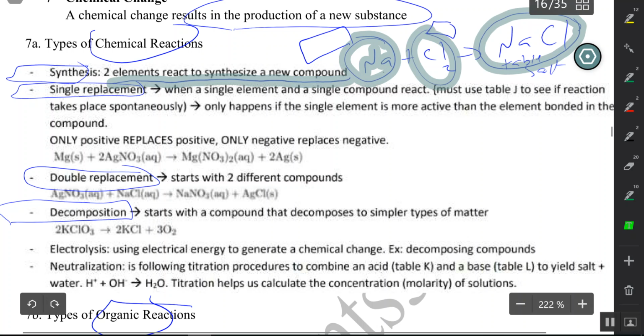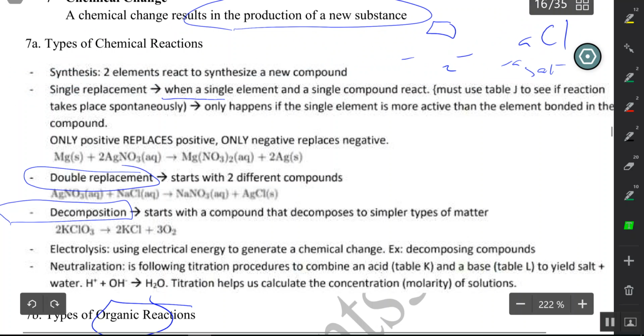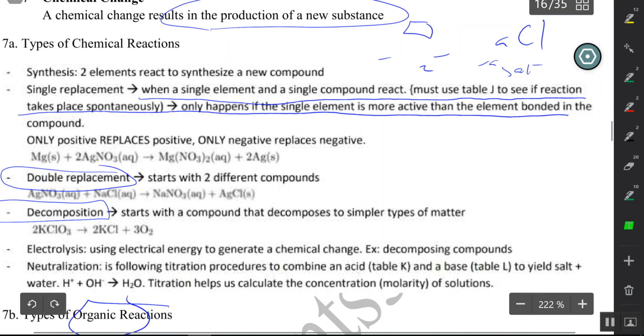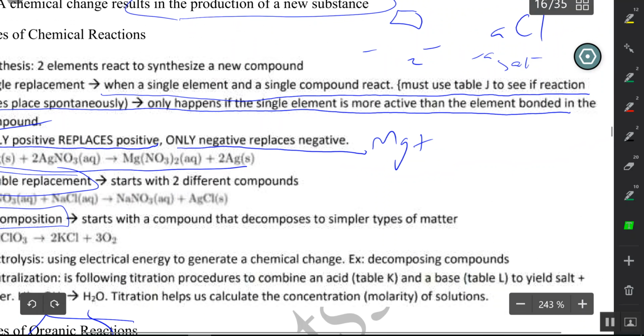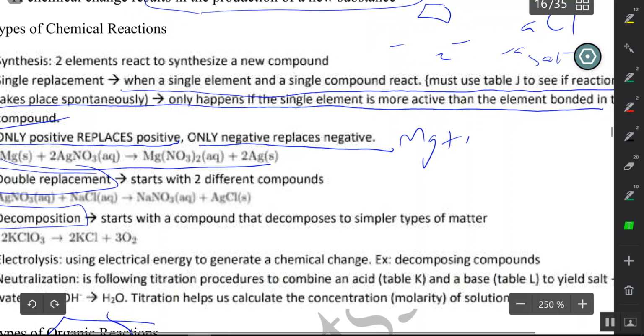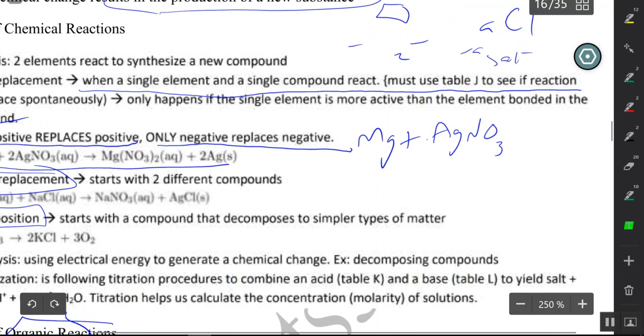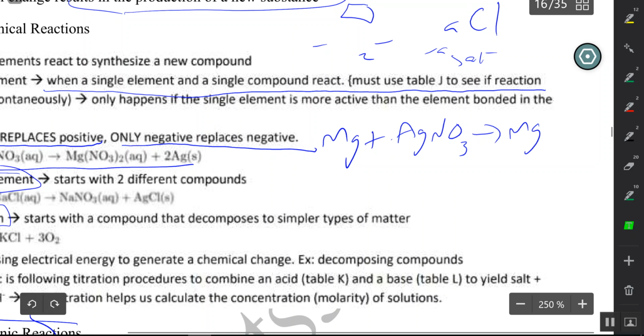Next, single replacement reactions. Let's read. Here's an example. So, magnesium, Mg, combined with AgNO3. Let's rewrite this to make it clearer. Mg plus AgNO3 yields MgNO3 plus Ag. I'm not going to balance it now, this is not balanced.